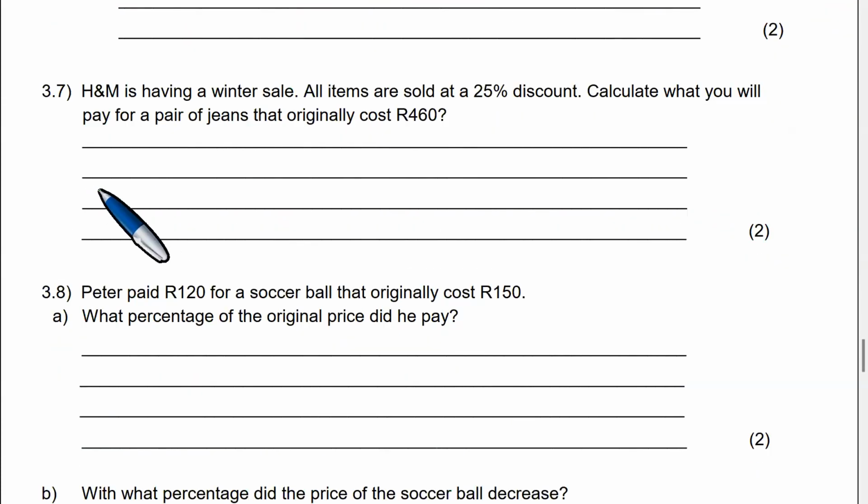H&M is having a winter sale. All items are sold at 25% discount. Calculate what you'll pay for a pair of jeans that originally costs 460 Rand. What's the answer?